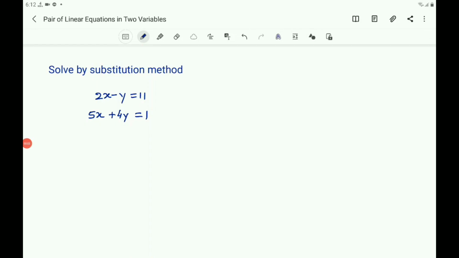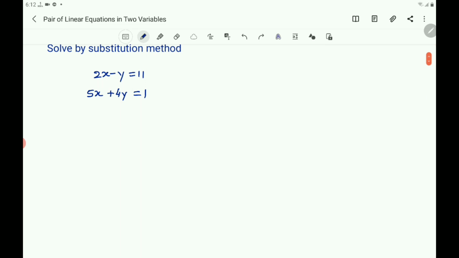Children, let us continue the chapter Pair of linear equations in two variables. Now, let us discuss the substitution method of finding the solution of a pair of linear equations in two variables. You know that the substitution method is one of the algebraic methods.